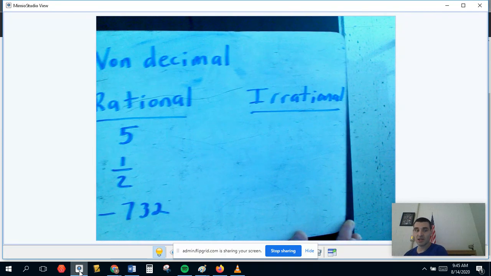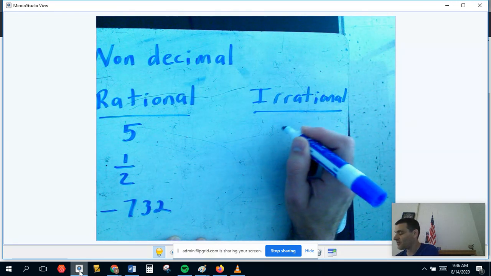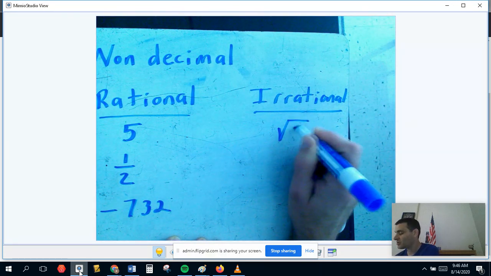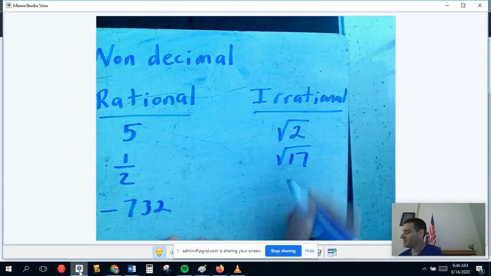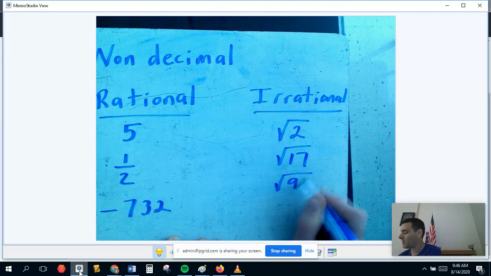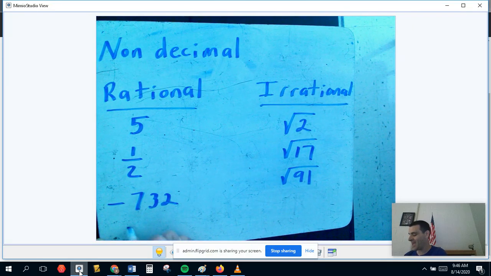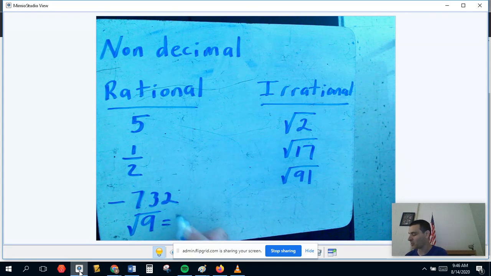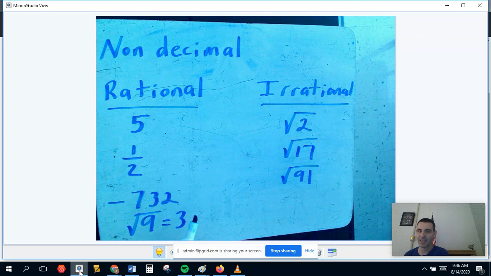Irrational numbers, the ones you work with most often in non-decimal form, are going to be square root of something. So square root of 2, square root of 17, square root of 91. You do have to be careful with this, though, because they might slip one in on you. What about the square root of 9? I'm going to write it on the rational side because the square root of 9, well, that is actually 3. Whereas if you take the square root of any of those, it's a decimal. And we'll talk about the decimals in just a minute.